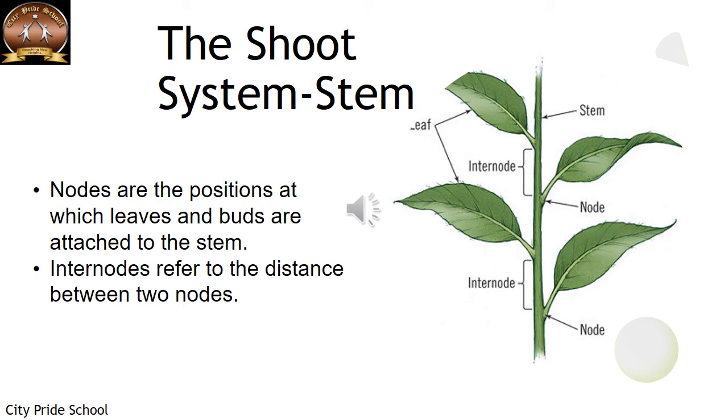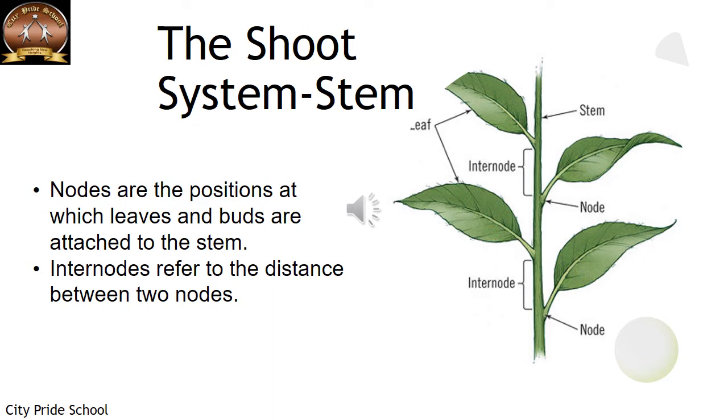Good morning, everyone. Today we begin with the shoot system. The shoot system includes that portion of the plant which is above the soil. Now, in that we have the stem, which is the main structure, and this structure holds the leaves, the flowers, the fruits, and many other different parts of the plant.